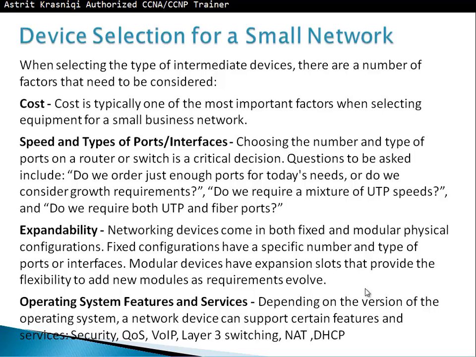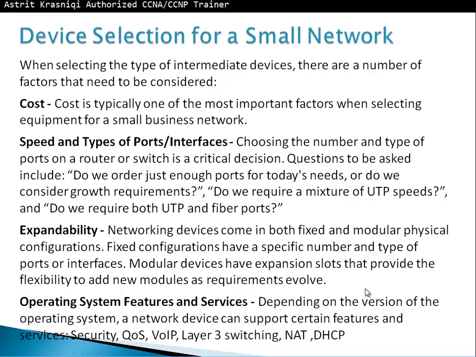Device selection for a small network. When selecting the type of intermediate devices, there are a number of factors that need to be considered. First one is cost. Cost is typically one of the most important factors when selecting equipment for a small business network.